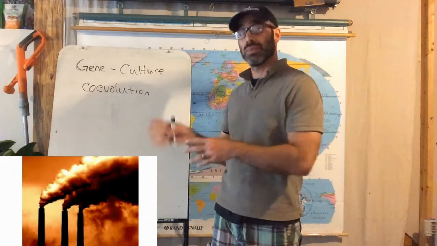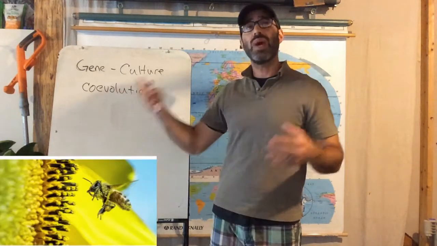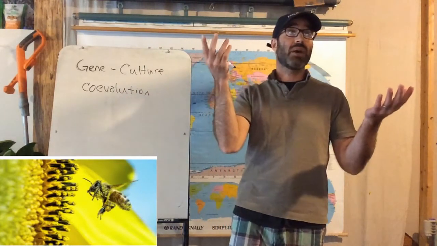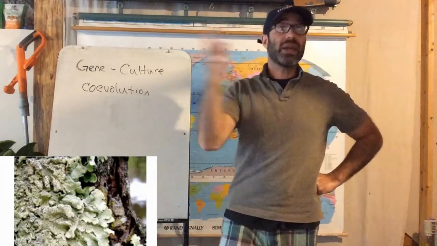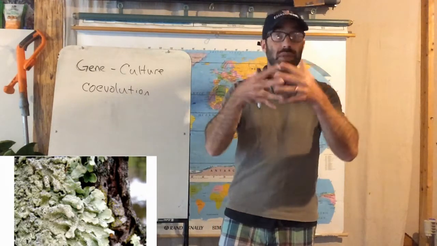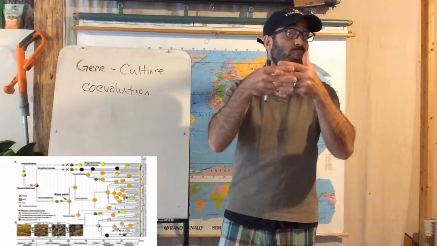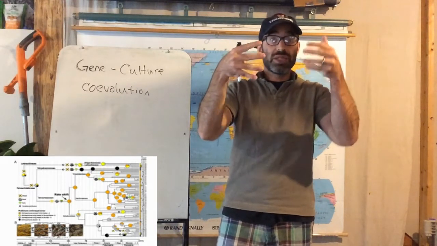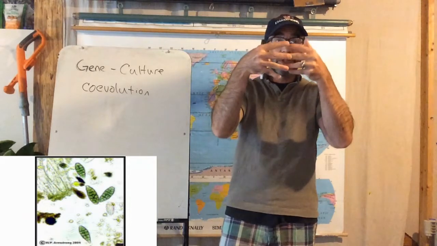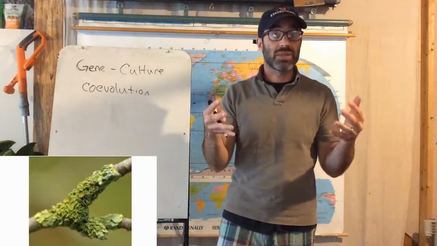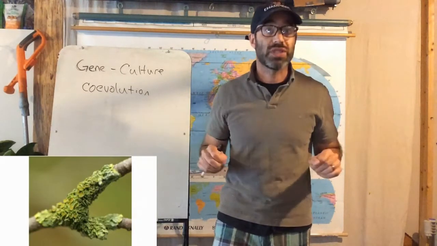So, coevolution. It's when organisms evolve together. Let's think about lichen. Lichen is a great example of coevolution, where you have algae and fungus symbiotically living together. At one point in their evolutionary past, they were separate individual organisms. And then, through changes that adapted them to live more and more closely together, they now depend on each other. The algae and the fungus coexist in a symbiotic, mutualistic relationship.